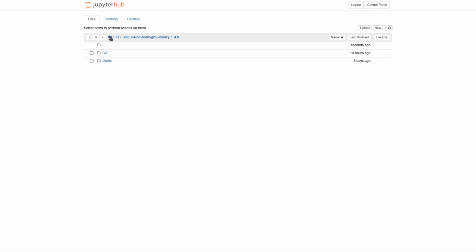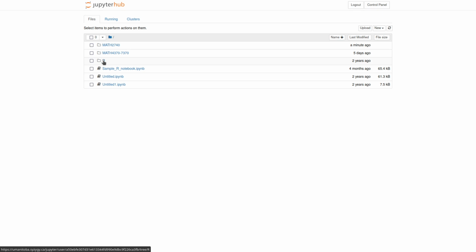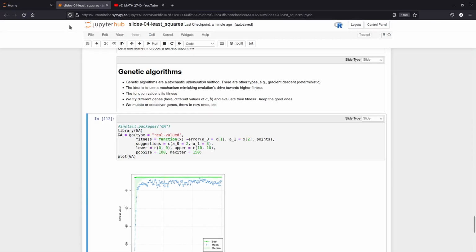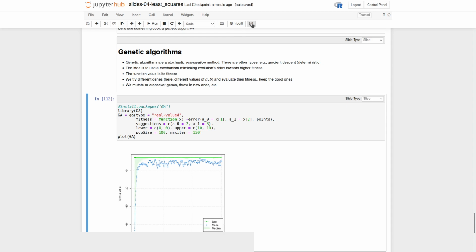Okay, so if you use this install packages, it will install the package the first time. Afterwards, you don't have to worry about it. But that means also, just in passing, that when you go to your home folder on JupyterHub, you'll have this. Don't delete it, otherwise you'll end up reinstalling the package every time. Okay, so back to the slides.